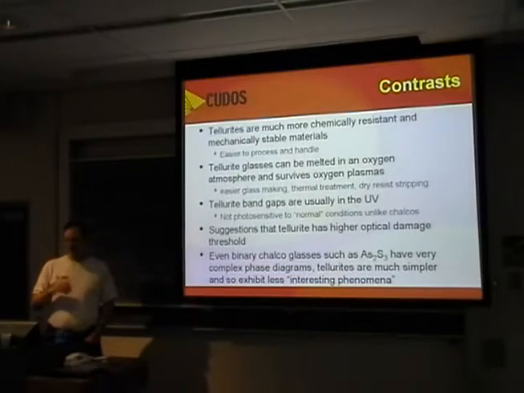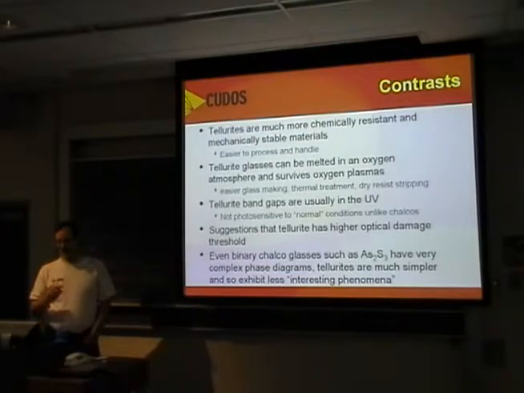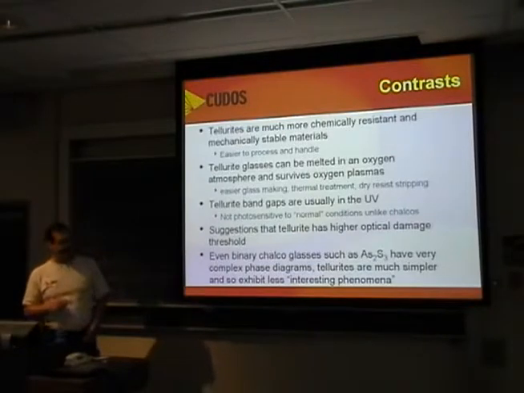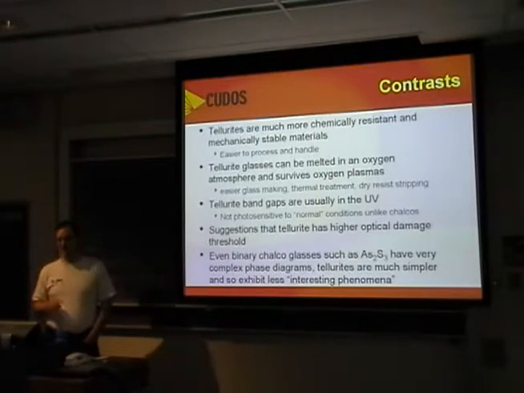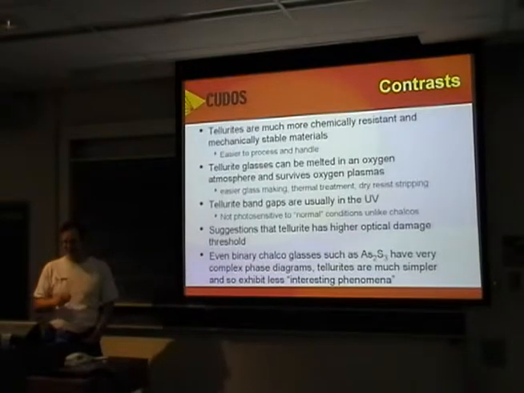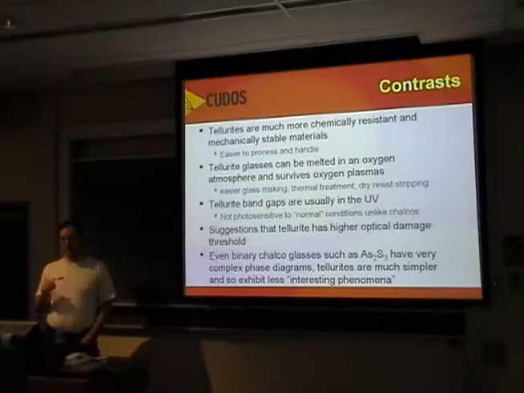So these two material systems are actually quite different. What's different about them? First of all, tellurite materials tend to be much more chemically resistant and mechanically stable, which is good for making waveguide devices because they're easier to work with. Tellurite glasses can also be melted in an oxygen atmosphere and survive oxygen-based processing, such as plasma processing, which again is easier to work with.